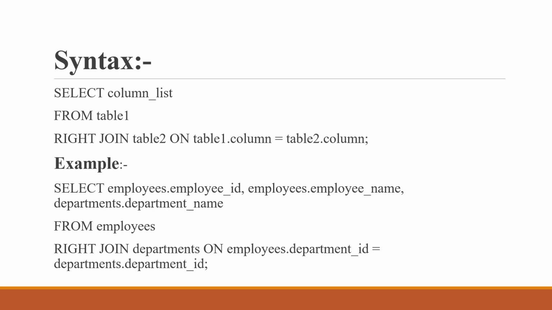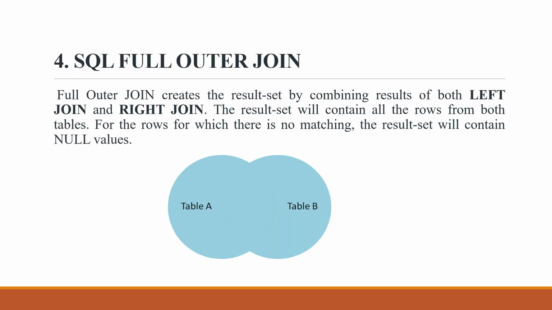For example, table name is employees. Select employees.employee ID, employees.employee name, departments.department name from employees table right join departments on employees.department ID is equal to departments.department ID. Semicolon.